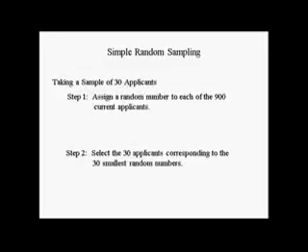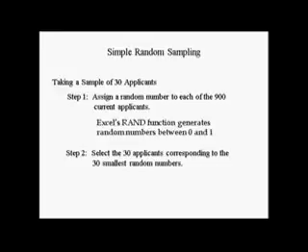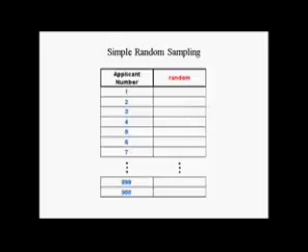Excel can be used to take a sample of 30 applicants. In step 1, a random number is assigned to each of the 900 current applicants. Excel's random function generates random numbers between 0 and 1. In step 2, the 30 applicants with the 30 smallest random numbers are selected. Because there are 900 applicants at St. Andrews College for the current year, we generate 900 numbers from 1 to 900.